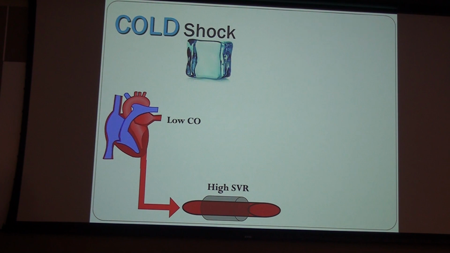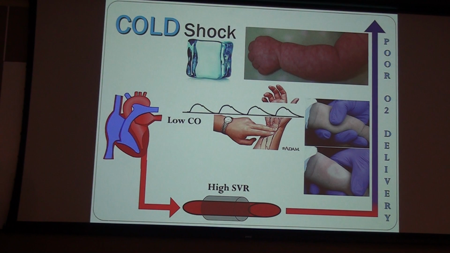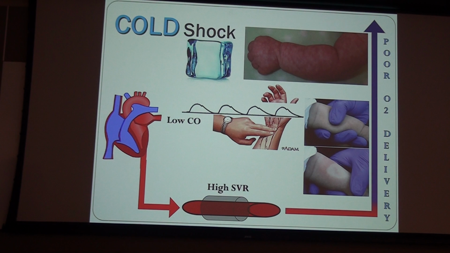And then what does a child in septic shock or in cold shock look like? Mottled. What are their pulses like? Weak. Delayed cap refill. So blood is moving really slowly, vascular resistance is high, and so your oxygen delivery is poor. And it takes a while. Your pulses are thready, you're mottled, and your capillary refill is delayed.